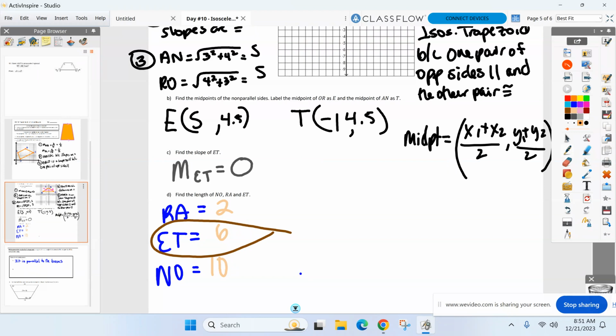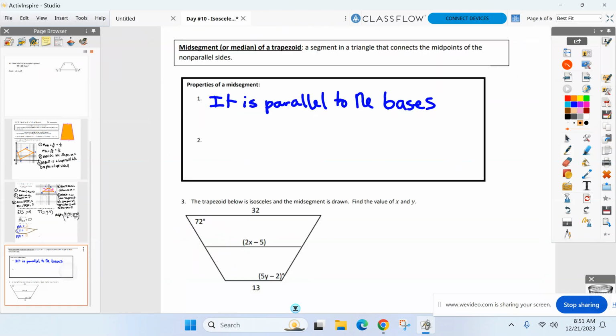Okay, you got there. What do you get when you add our bases here? 12, and you take half of it, 6. That's how you get the mid-segment length. Add your bases and divide by 2. Property number 2: the mid-segment length is equal to half the sum of the bases. Add your two bases, take half of it, and you have the length of the mid-segment.